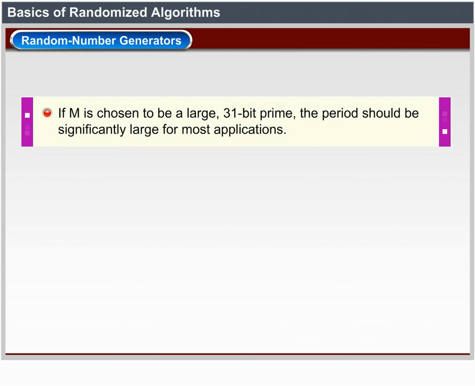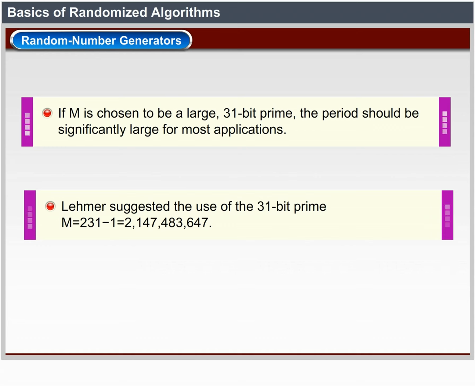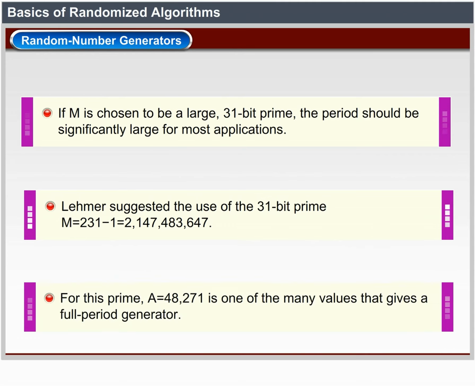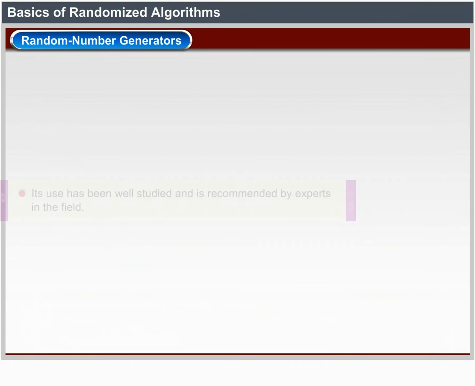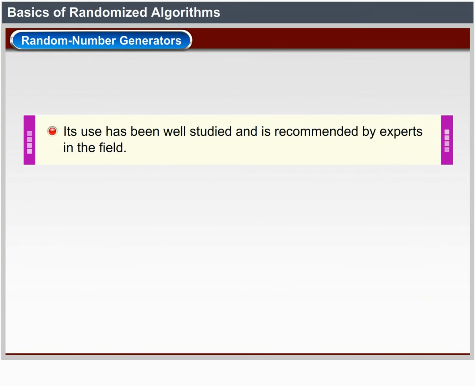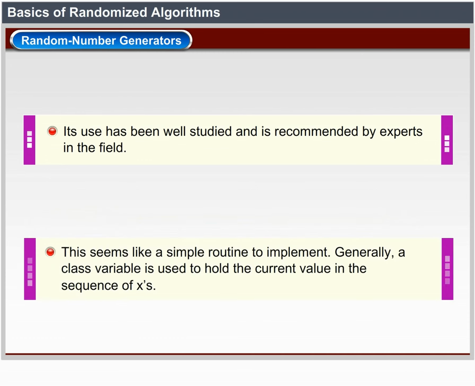If m is chosen to be a large 31-bit prime, the period should be significantly large for most applications. Lehmer suggested the use of the 31-bit prime m equals 2^31 minus 1 equals 2,147,483,647. For this prime, a equals 48,271 is one of the many values that gives a full period generator. Its use has been well studied and is recommended by experts in the field. This seems like a simple routine to implement.